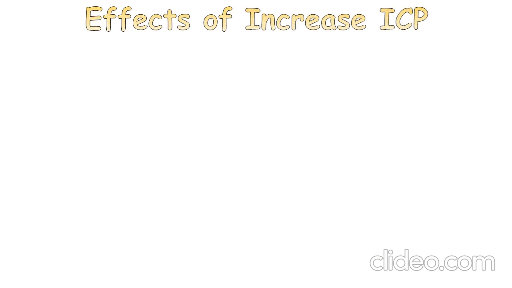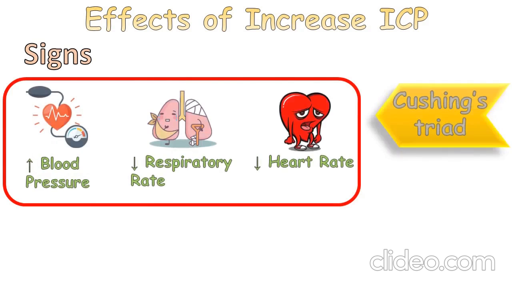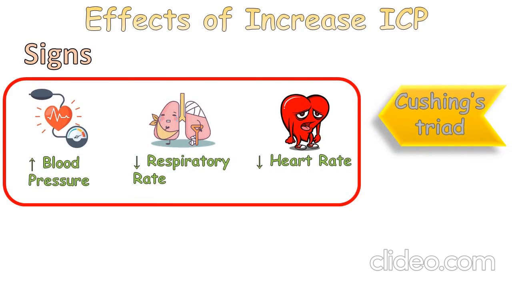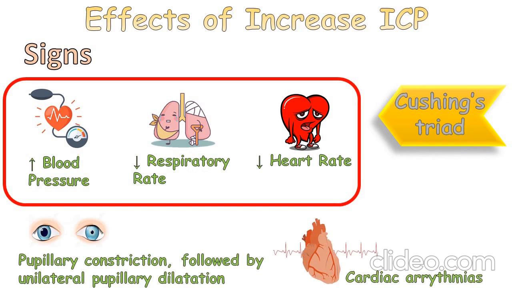Then let's see what the effects of increased intracranial pressure are. Let's first look at the vital signs of raised intracranial pressure. The heart rate and the respiratory rate reduce and the systolic blood pressure increases. These three signs together are called the Cushing triad. There can be pupillary constriction followed by unilateral pupillary dilation. Cardiac arrhythmias also can occur.